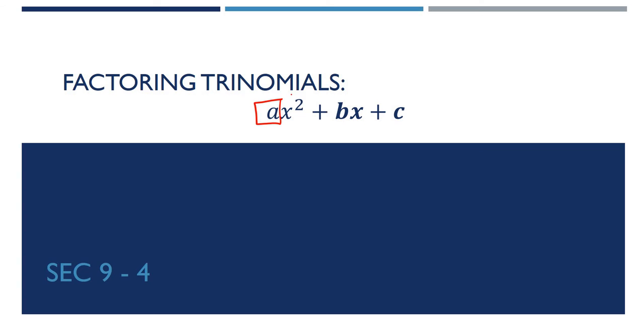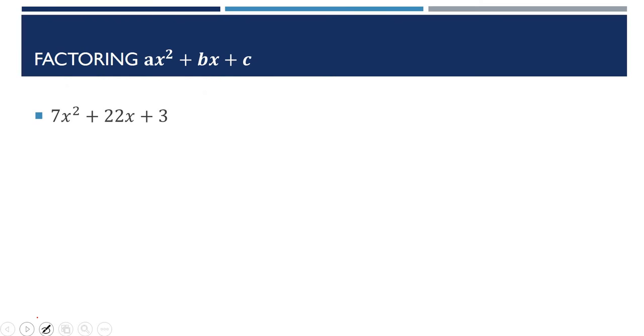Okay, so when I have a coefficient in front, not just a plain old x squared plus bx plus c, but this time with a value before the x squared, we have to factor it just a little bit differently. So let's look at an example. So factoring with a leading coefficient other than 1. The first step, and I'm going to just go through these steps and then we'll write them all down.